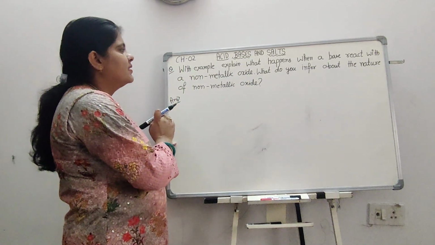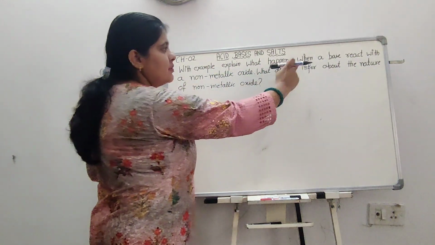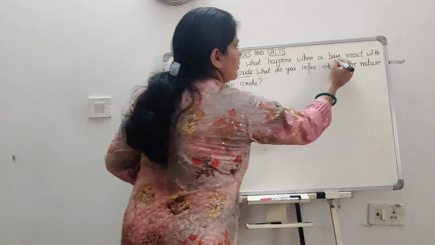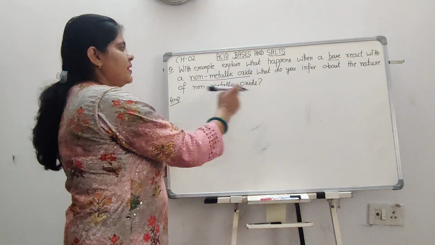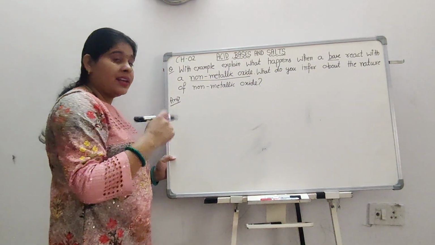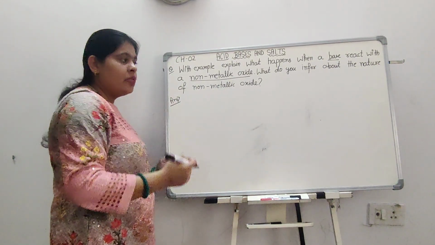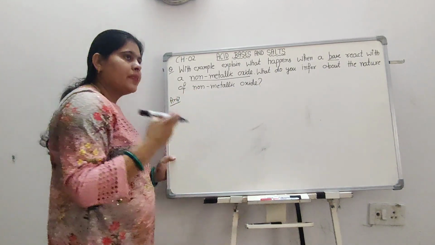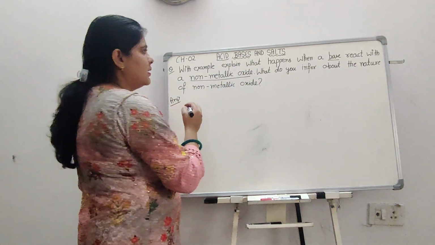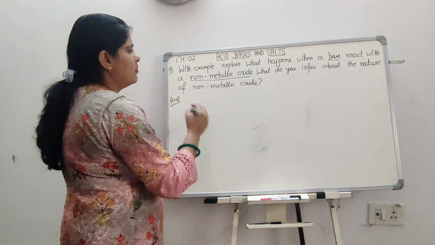Now let us see this question. The question is: with an example, explain what happens when a base reacts with a non-metallic oxide. You have to explain the reaction between a base and a non-metallic oxide, and what you infer about the nature of the non-metallic oxide. We have to tell whether it is acidic or basic. For that we should know a chemical equation between a base and a non-metallic oxide. So let's understand.